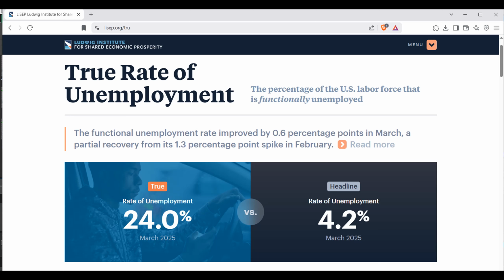So instead of using the Federal Reserve stats for unemployment, I have switched to the Ludwig Institute, and you'll find a very interesting figure coming out of that organization. Because Ludwig estimates that the true rate of unemployment in America is hovering at about 24% right now. And I'll put a link in the description box to their data so you can see how they arrived at that figure.